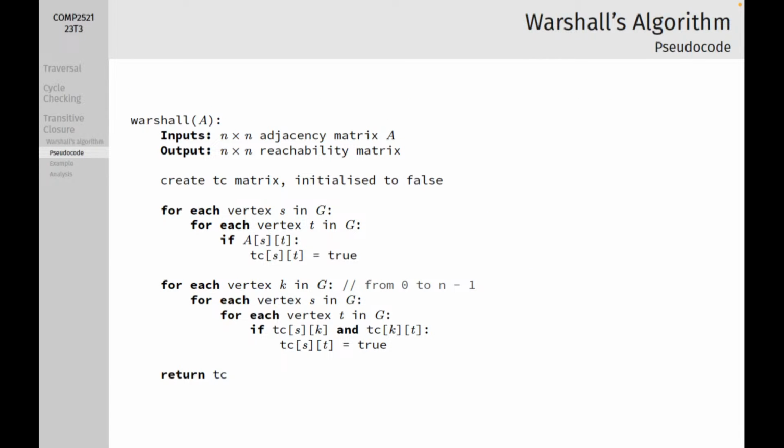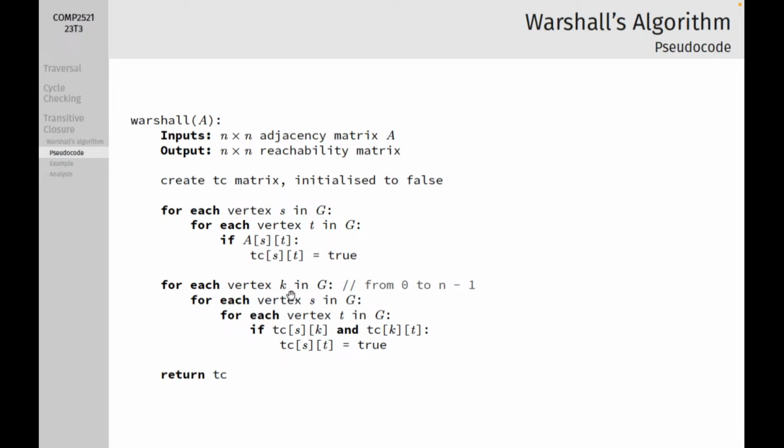All right, so here's the pseudocode for the algorithm. Our input is an adjacency matrix, the adjacency matrix of some graph. And what we do is we create a new matrix here, our reachability matrix, and we initialize that to false. The first thing we do is we get all the edges from the original graph and store them in our matrix. So for each vertex S and for each vertex T, if there is an edge from S to T, then we store it in our TC matrix.